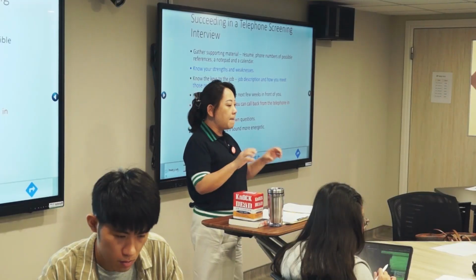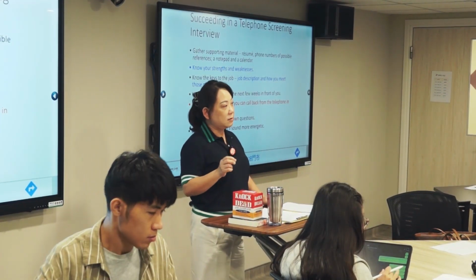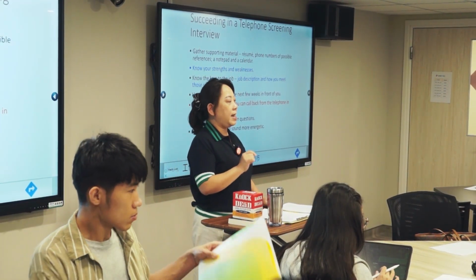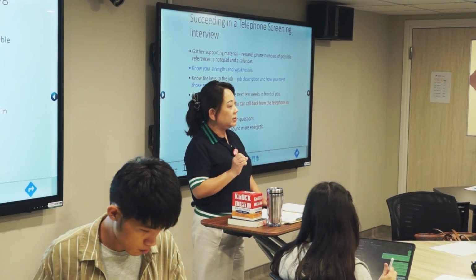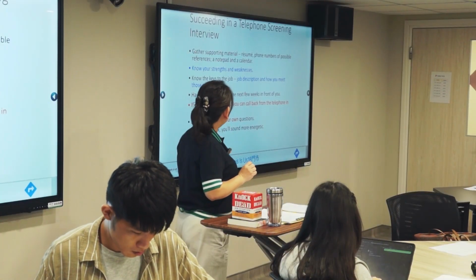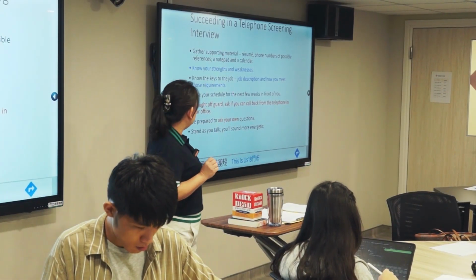So if you have one paragraph talking about the career objective, that will help them know what kind of job you are looking for and that you are interested in this job, okay? So that will be the job description.